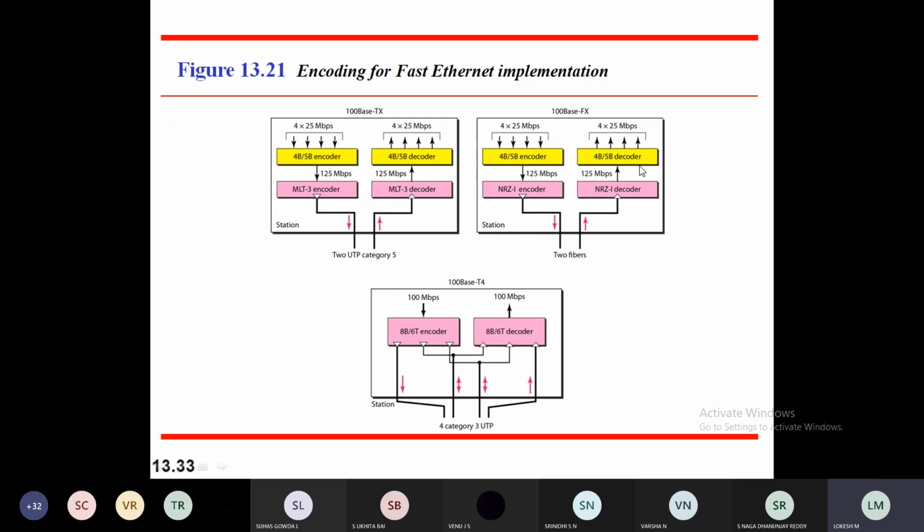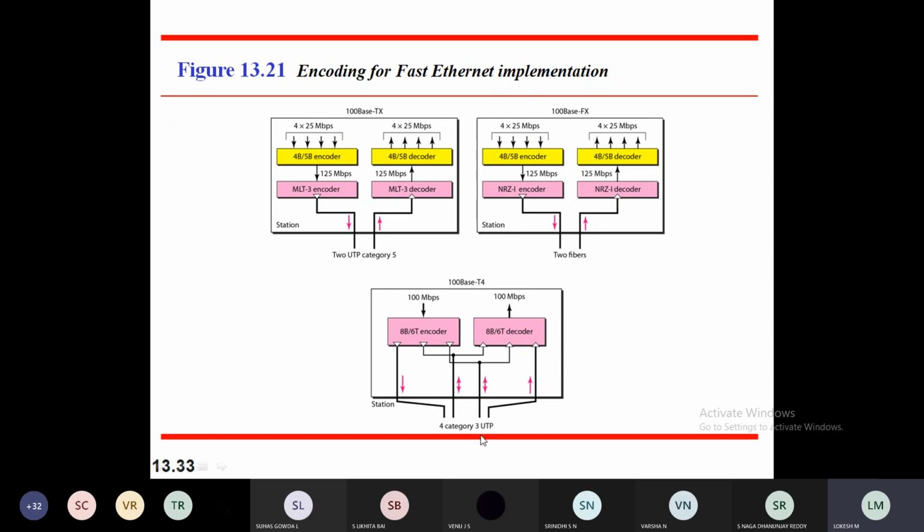That is 4B or 5B decoder lines, which gives again 25 into 4 Mbps, that is 100 Mbps is the final data. Okay, 25 MB is the extra information that is called encoded information. Again 25 will be removed here and extracted only 100 Mbps of data, right? And at 100 base T4, right?